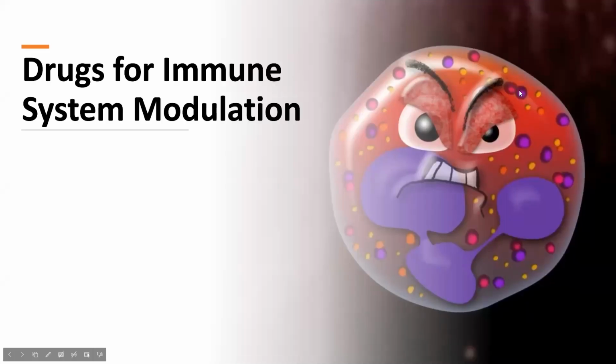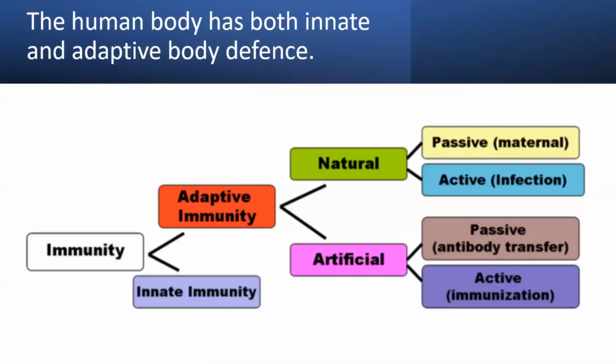Welcome to the topic drugs for immune system modulation. In this chapter, we will study the human body's adaptive and innate body defense systems, or immunity. As we say, immunity is of two types: adaptive immunity and innate immunity.